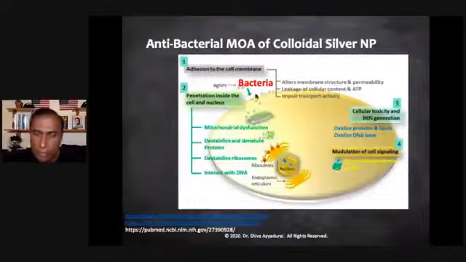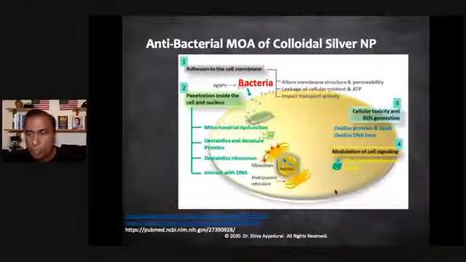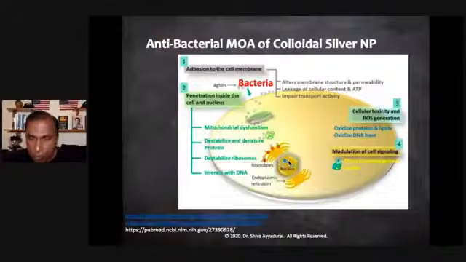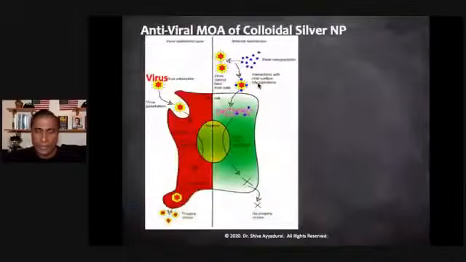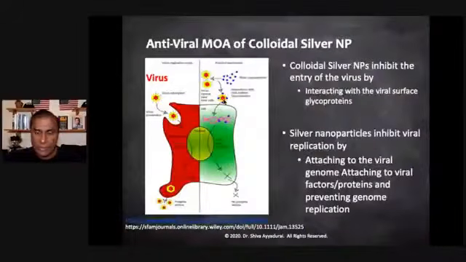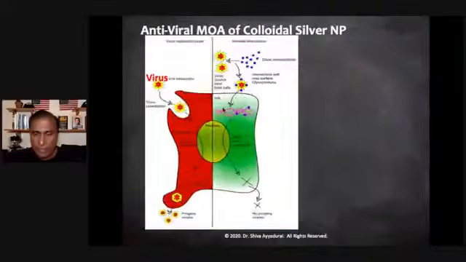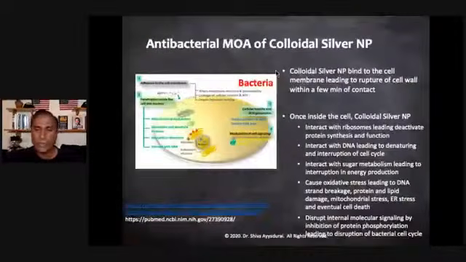So let me go over that again. Here's the bacteria, which is something you don't like. The silver gets in, and first of all, it destroys the cell wall within minutes. Then it gets in, it also destroys the mitochondria of the bacteria, which is the energy production center. It also goes right into the nucleus of the bacteria and screws up the DNA. It also screws up the ribosomes, which are the replication process of protein synthesis. So it definitely affects antiviral actions through two modes, virus entry and virus replication. And when it comes to bacteria, it affects multiple modes, all right?